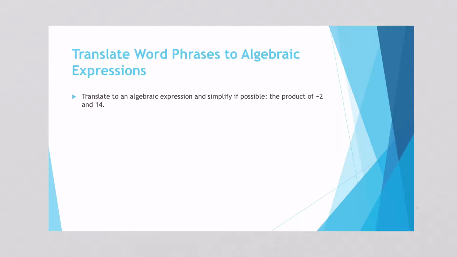Okay, so we're going to translate this phrase into an algebraic expression. The product of negative 2 and 14, and it also says to simplify. Product means multiply, so I'm going to do negative 2 times 14. That's the first part that I would be looking for if I were grading this on a test. Now I'm going to multiply negative 2 times 14, which is negative 28.